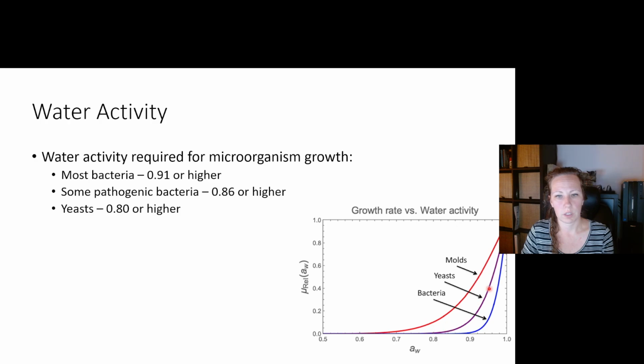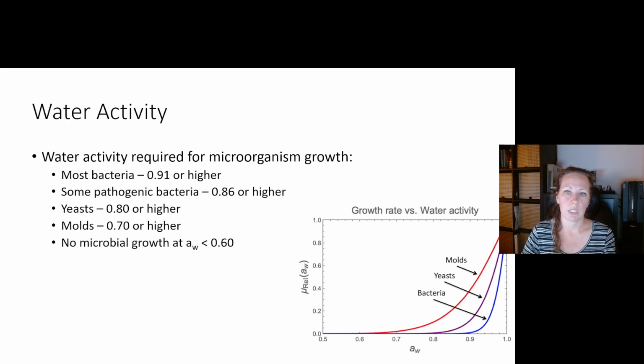You can see this purple line here. And then molds require water activity, for the most part, of 0.7 or higher. Now, there's always some exceptions to these general statements with these microorganisms, but if your water activity is less than 0.6, there is no microbial growth that will occur.